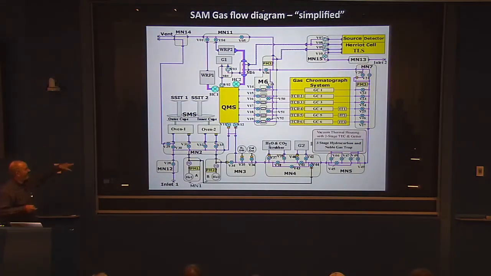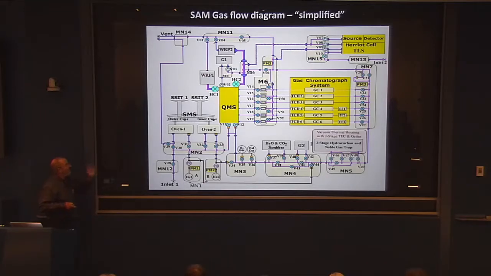There's a simplified plumbing diagram. This is the simplified diagram. I honestly can't keep track of the valves and whatnot, but basically it allows you to put a sample in an oven and heat that up, and transfer the volatile components directly to the quadrupole mass spectrometer or to the tunable laser spectrometer up in the top left, or to the gas chromatograph that allows you to separate those molecules into individual components and then transmit them to the quadrupole mass spectrometer.